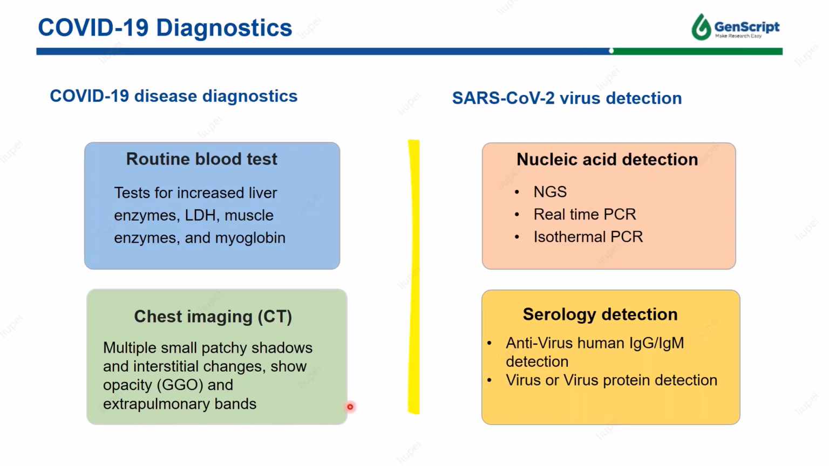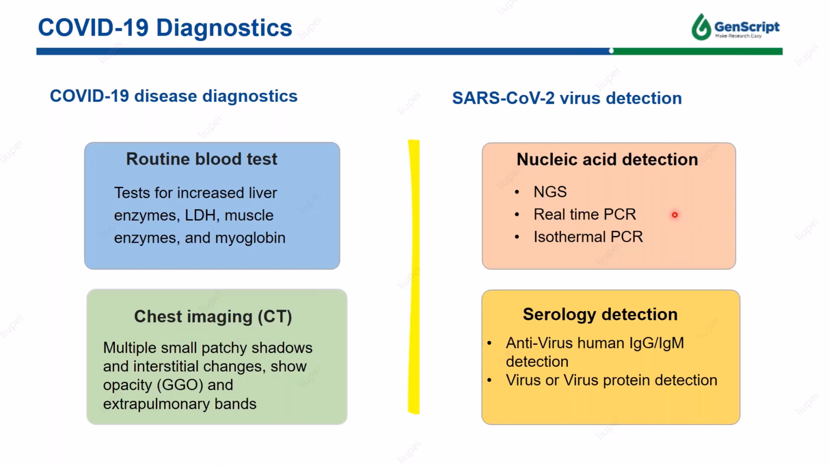Another important part is the SARS-CoV-2 virus detection. SARS-CoV-2 virus detection includes the molecular testing. They include the real-time PCR and the NGS. Those that detect the sequence, the target in the sample for RNA.